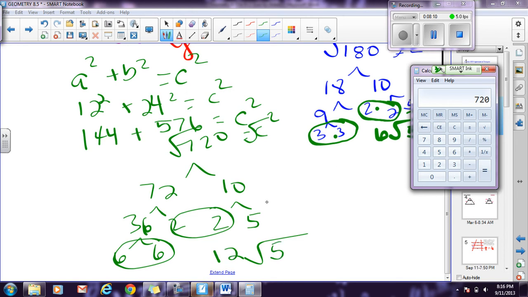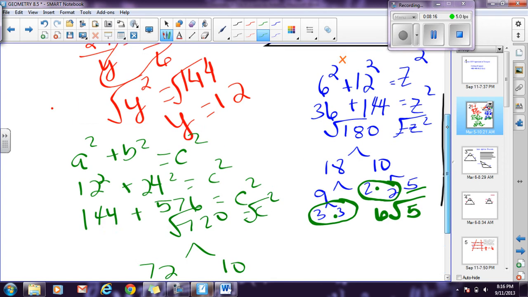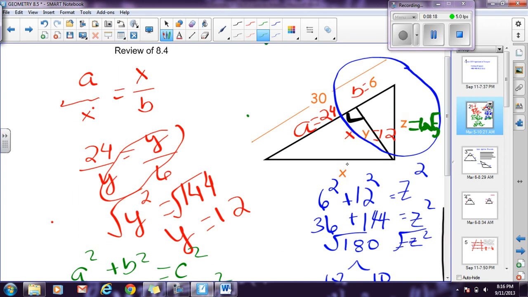So then my z, which is what I was solving for, was the hypotenuse. Take that guy out. My hypotenuse is going to be 12. Oh, not hypotenuse, I'm sorry. The long leg is going to be 12 radical 5. And there you go.